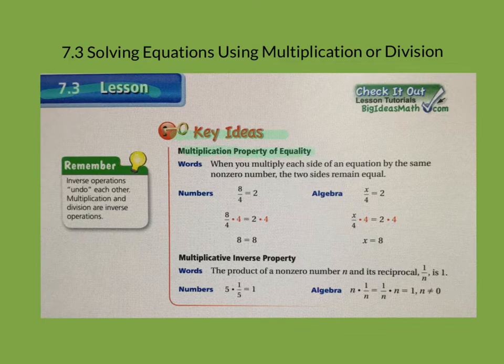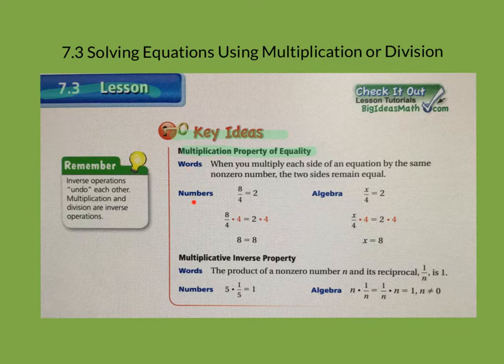Multiplication property of equality. So, this is what I want you to write down. When you multiply each side of an equation by the same non-zero number, the two sides remain equal. So just like we did in 7.2, where we were trying to get the variable all by itself on one side, we're going to do the same thing in this section, only now we're dealing with multiplication and division problems. So in words, I want you to write that down.